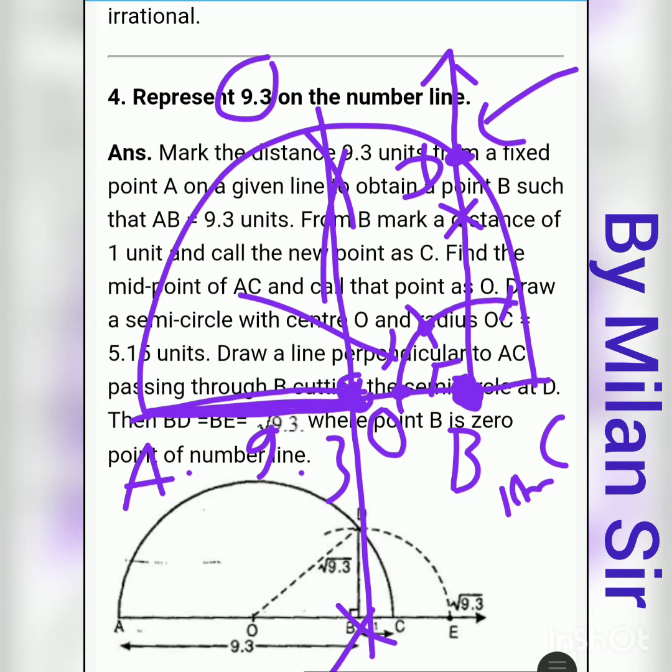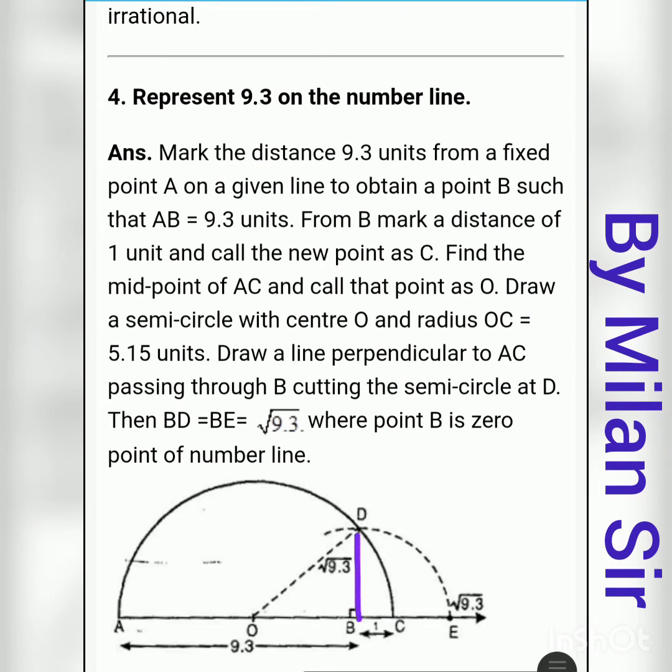So our BD becomes under root 9.3. Now we need to represent this length on the number line. So from point B, we put our rounder at point B, take radius BD, and draw one arc. So this BE becomes under root 9.3.